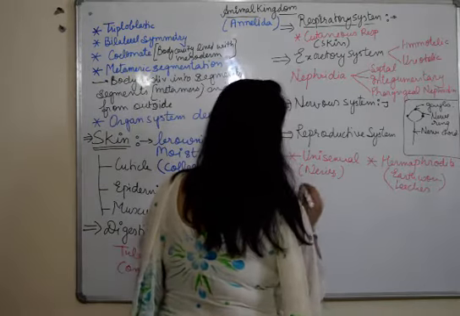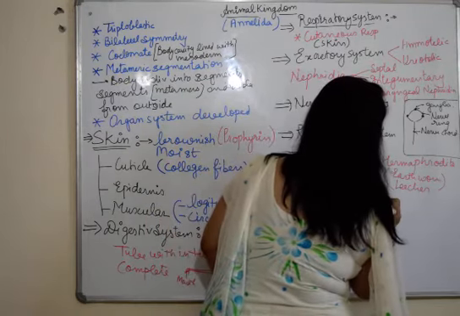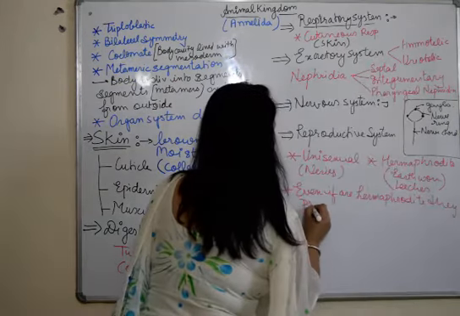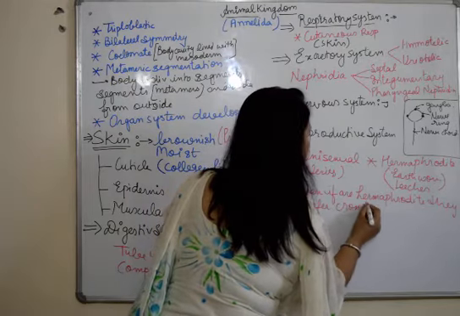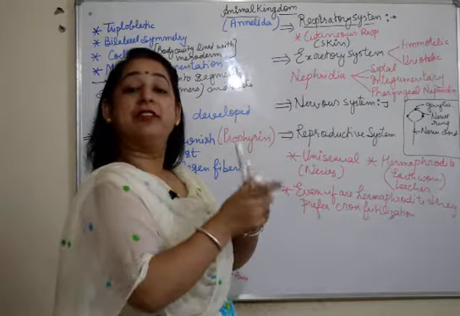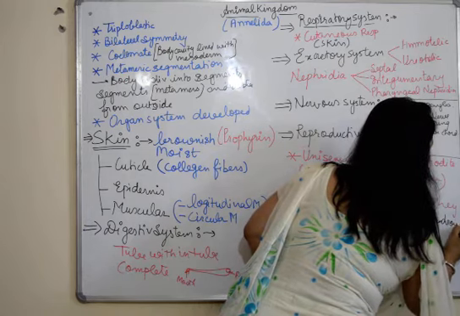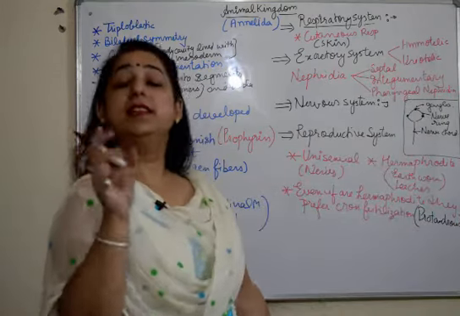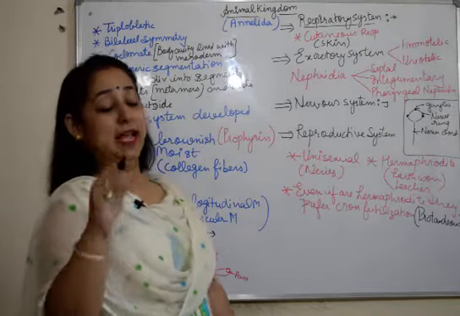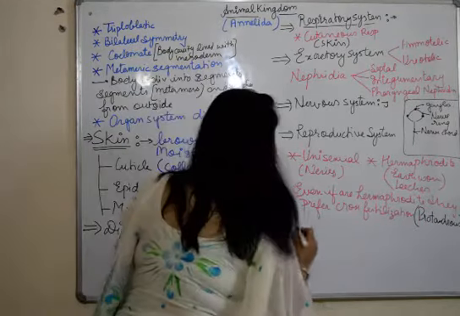I'll write here, important pointer. Even if they are hermaphrodite, they prefer cross fertilization, and for this cross fertilization to occur, they have a significant feature that they are protandrous. That is, the male part matures first and the female part matures later, which helps them to undergo cross fertilization.